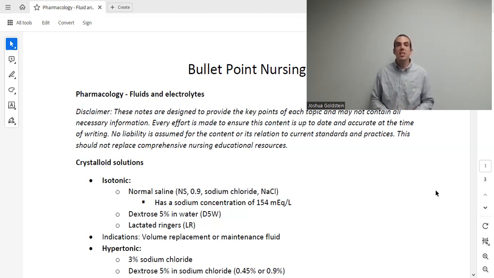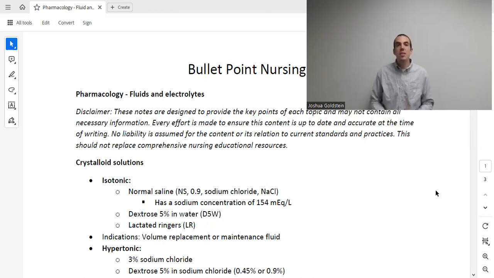So let's move on to indications. The indications for fluid are volume replacement and maintenance fluid. Let's talk about each of those so that you're ready for any test question you may get. What would be an indication for volume replacement? Well, that could be a lot of things. It could be dehydration. It could be diuretic overdose. It could be diabetes insipidus. It could be trauma and blood loss. So there's lots of different reasons why a patient would need volume replacement.